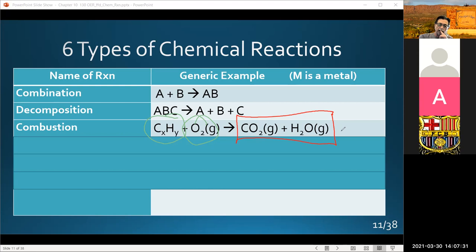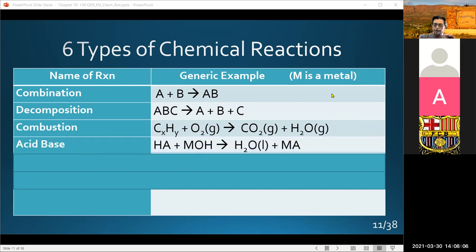So two things about combustion reactions. One, oxygen is a reactant. Two, the only two products you can obtain are carbon dioxide and water. That's it. And the hydrocarbons consist of some carbon hydrogen entity. We also have a stepwise method to balance chemical reactions for combustion reactions. We'll get to this.